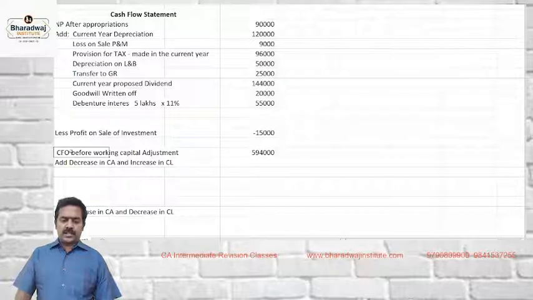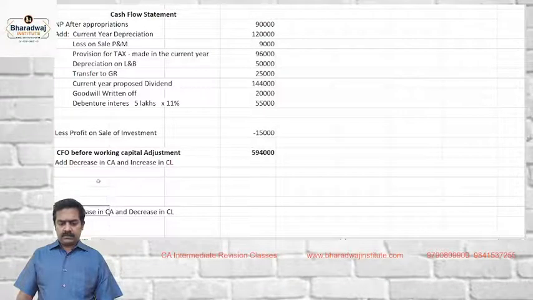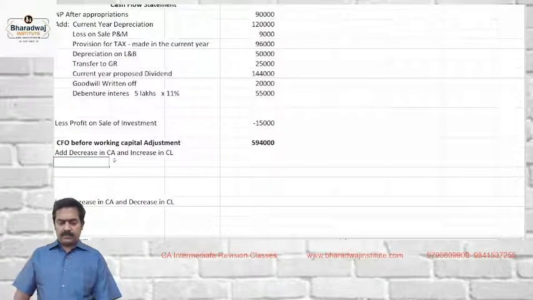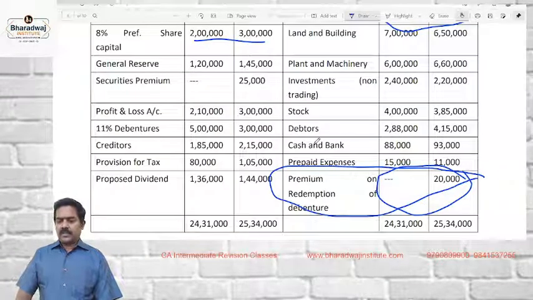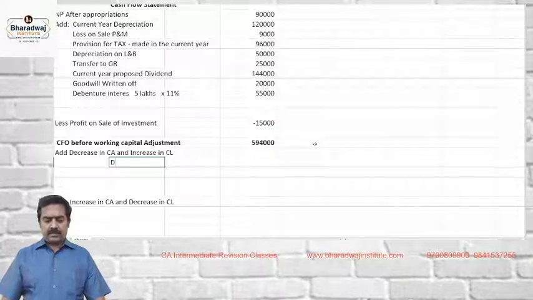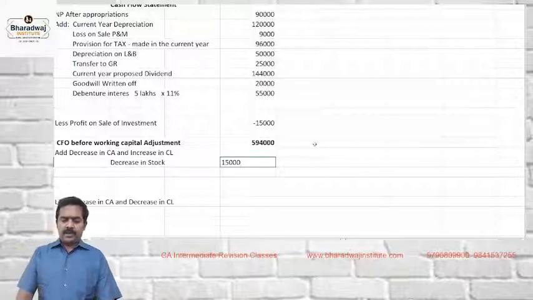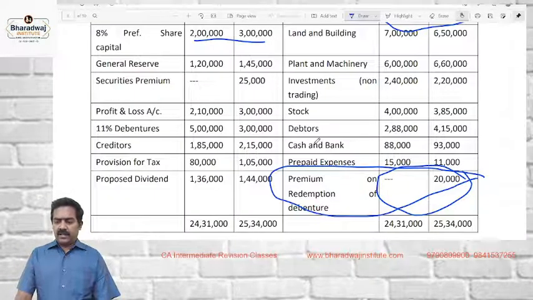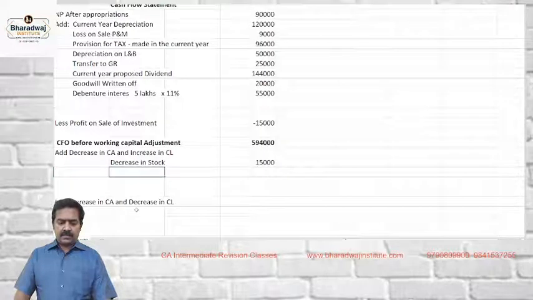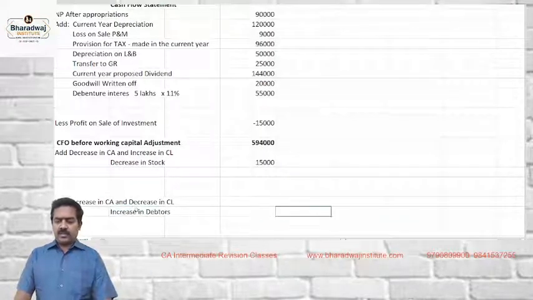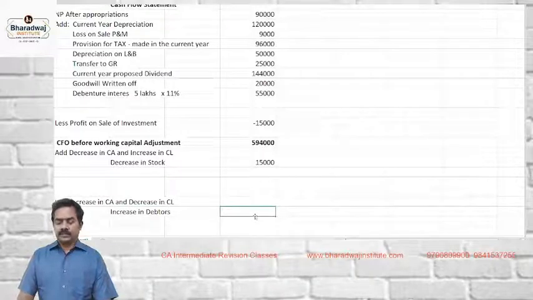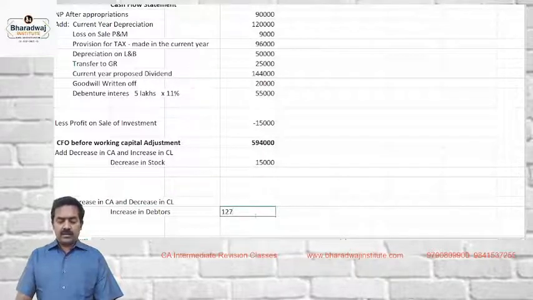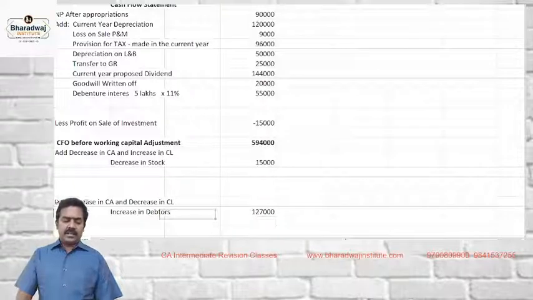Adjust for current assets and current liabilities. Stock increased or reduced? Decrease in stock. How much? 15,000 you will add. Then debtors increased. What is increase in debtors? 1 lakh? 27,000 increase in debtors.